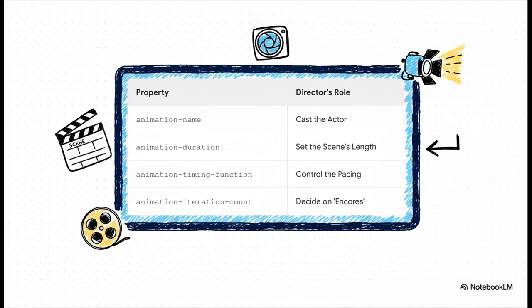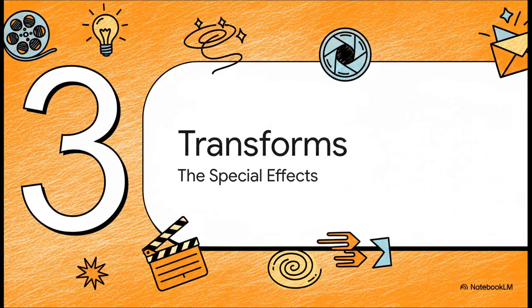Then you have animation-duration, which sets how long the scene lasts. Animation-timing-function controls the pacing. Is it a slow, dramatic buildup or a sudden burst of energy? And animation-iteration-count decides if the performance happens just once or if you want some encores, maybe even an infinite loop. Every great production needs some special effects, right?